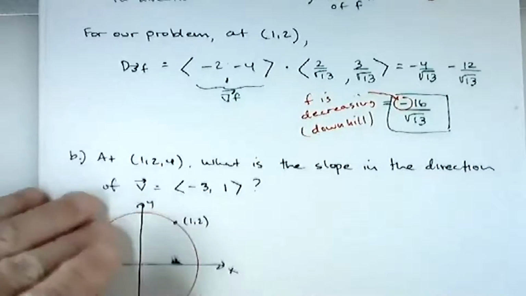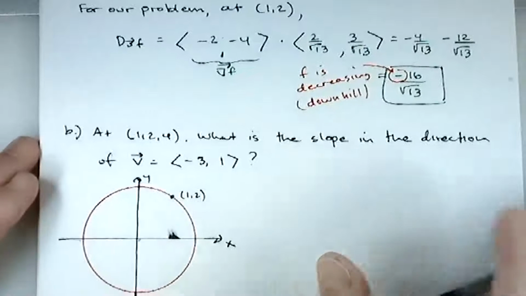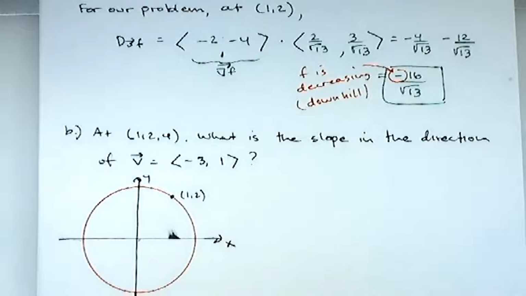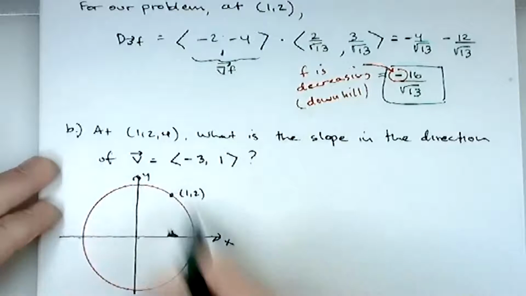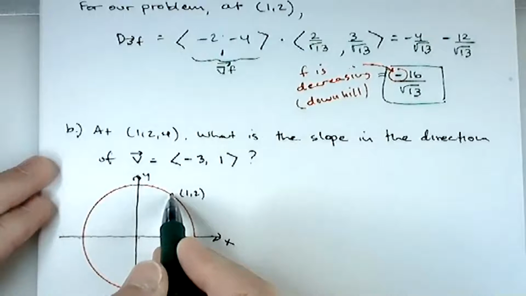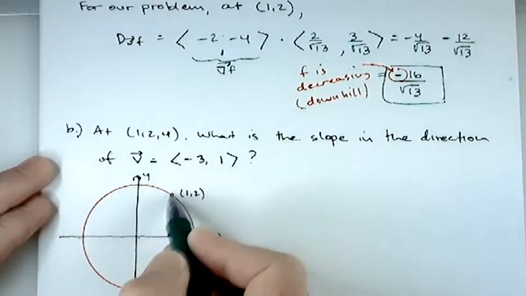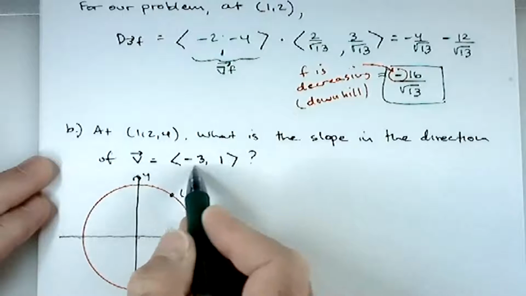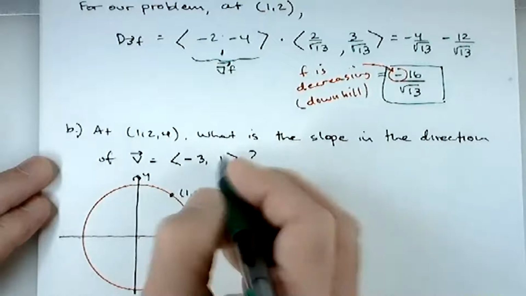All right, let's try this for a different point. So same scenario. Here's our level curve for our mountain. We're at the point (1, 2). What we just did was see what happened if we move this way. Now I want to move in the direction of the vector (-3, +1).